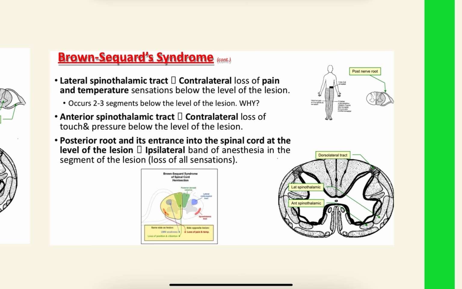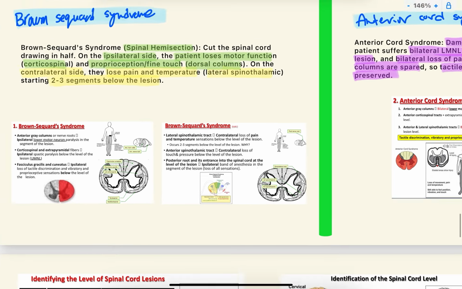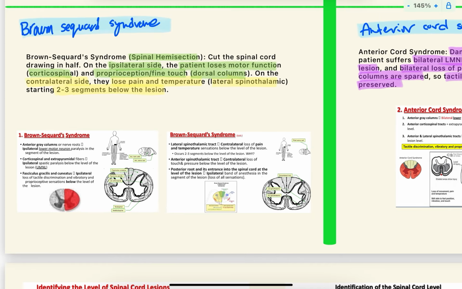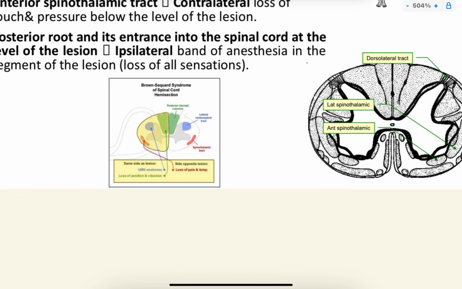Yeah, so it mainly affects the lateral spinothalamic, which leads to contralateral pain and temperature loss, anterior spinothalamic, contralateral for the touch and pressure, and then the posterior root, its entrance into the spinal cord at the level of the lesion, ipsilateral for all sensations. So again, it's a little bit complicated reading it from here, but understanding it from here would make way much more sense for solving the questions.